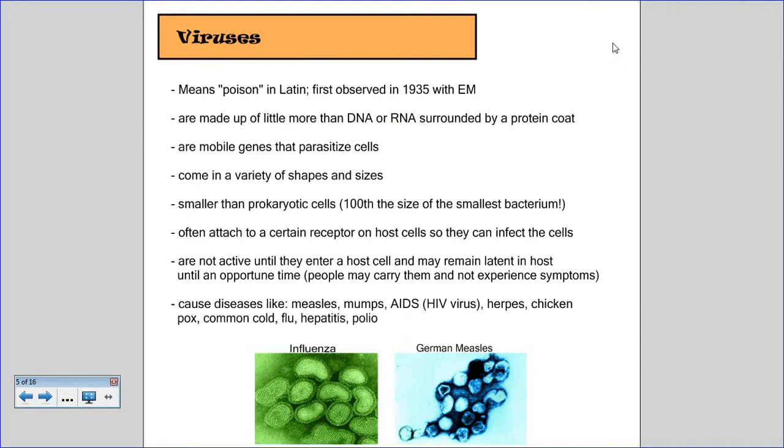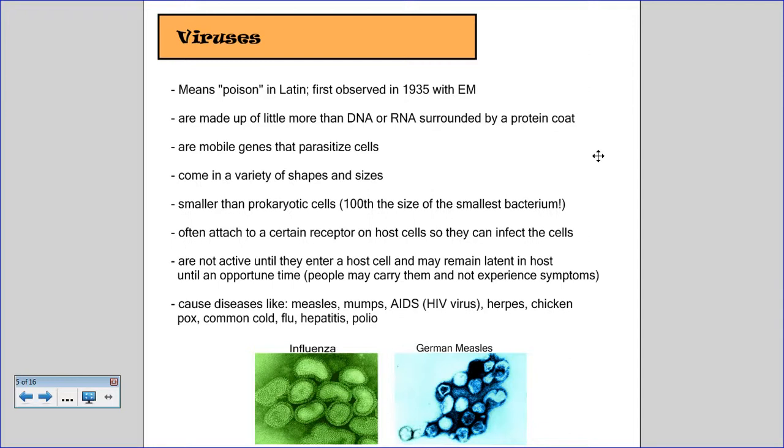So, just a few little points about viruses. The word virus actually means poison in Latin. And they were first observed in 1935 with an electron microscope. They're made up of little more than DNA or RNA surrounded by a protein coat. That's why the first little statement was just DNA or RNA and a protein coat. They're often called mobile genes that parasitize cells. So they're like parasites.